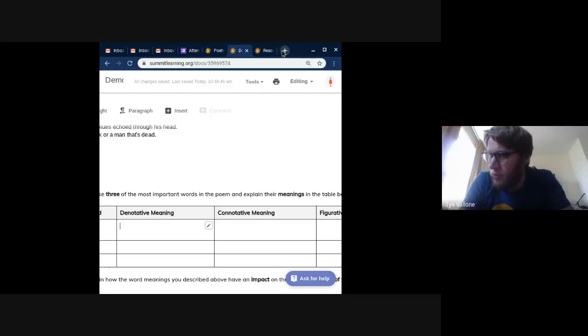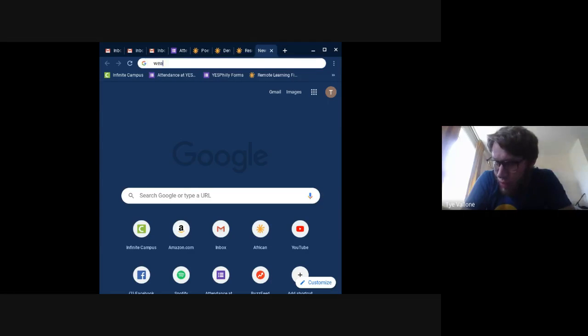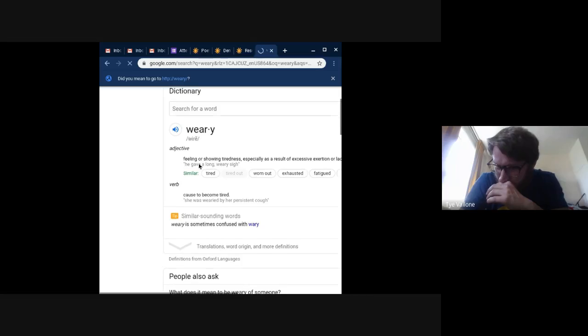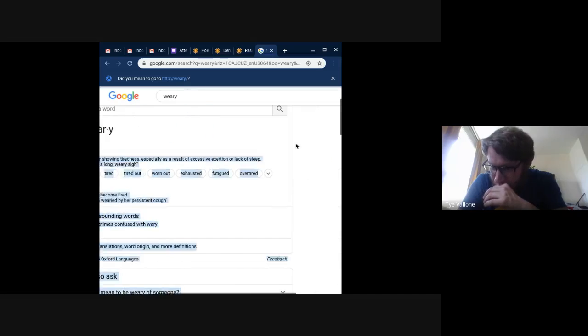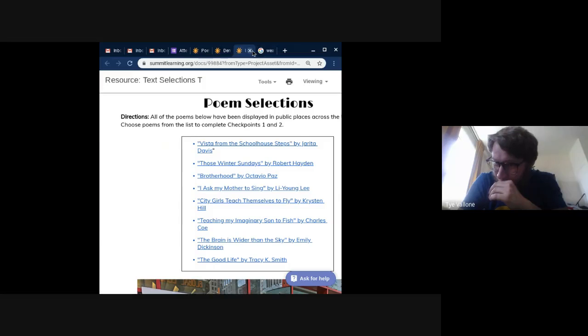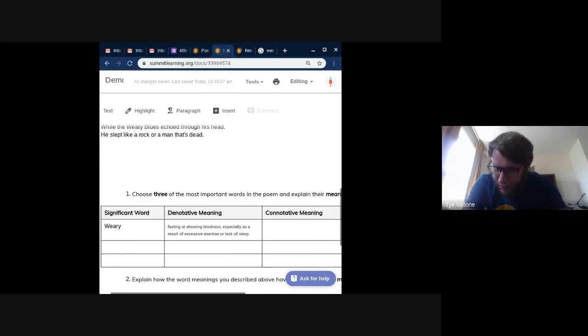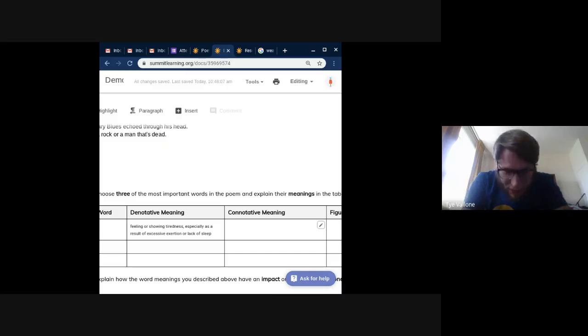So what we can do is we can just Google weary, type that in, and then it'll pull up the dictionary definition. So we can copy and paste that. Feeling or showing tiredness, especially showing exertion or lack of sleep. Copy, and then I paste that into my chart here. Okay. And now I want, like Darian said, the connotative meaning, which is the feeling that we associate.